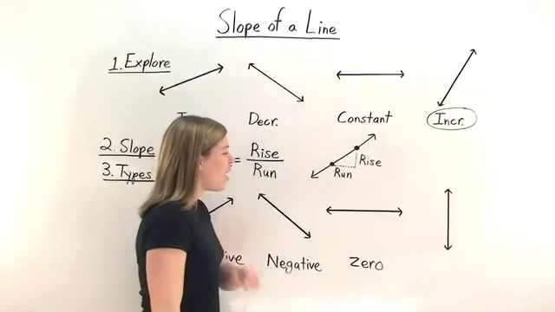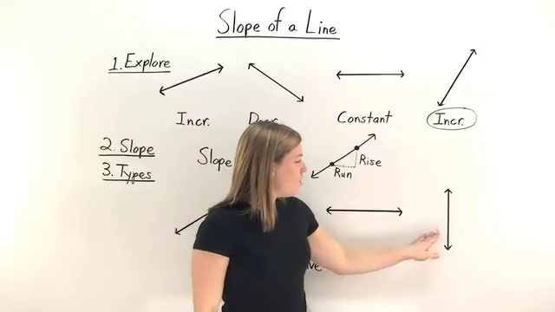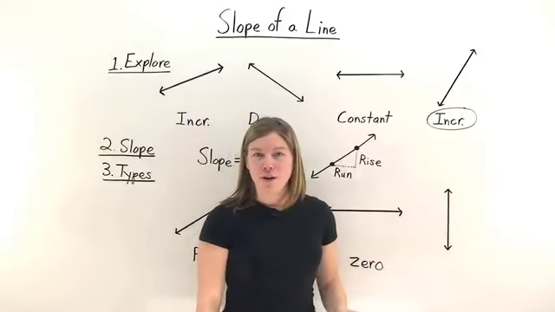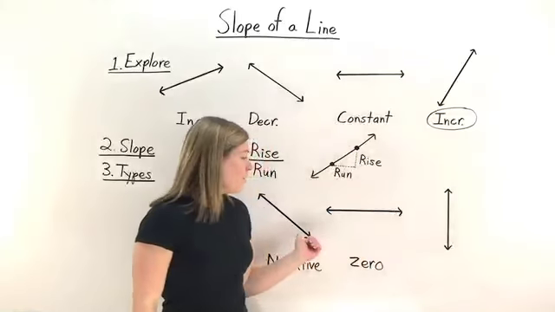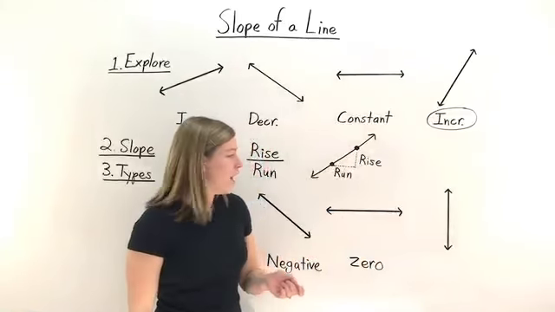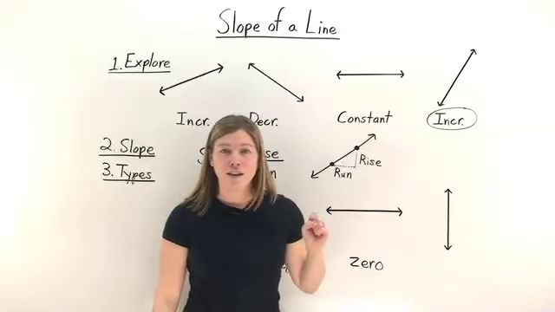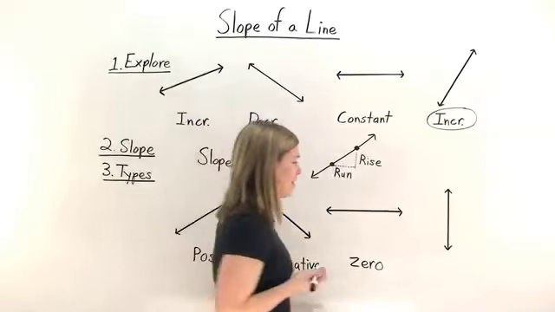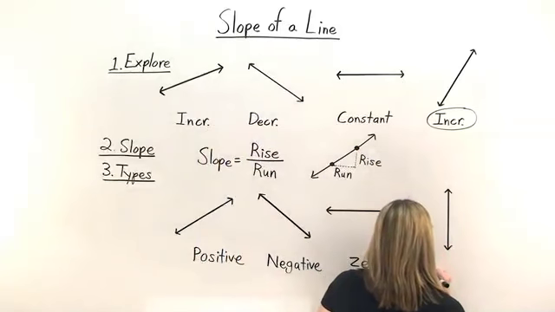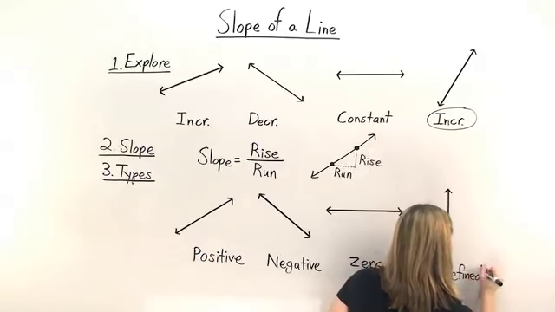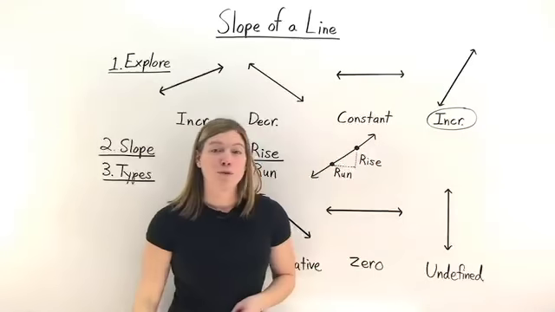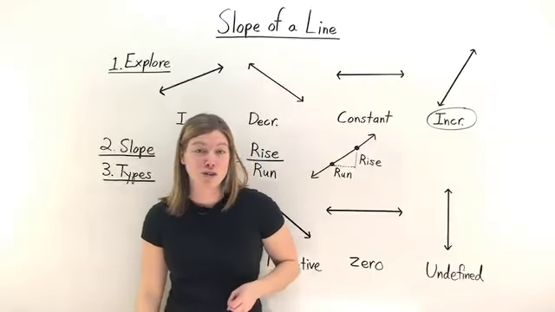Neat. Okay, how about this last line? Well, this line is going straight up and down. So we can't really describe it as increasing, decreasing, or remaining constant over time. It's just a vertical line. So we can't really define that slope. So vertical lines have a slope that is undefined. Or it's sometimes described as an infinitely large slope.